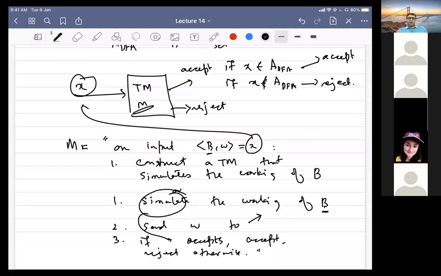Because in any case, it has to simulate the working of a DFA. This working of a DFA can be simulated by a Turing machine, by an NFA, by a pushdown automata. It doesn't matter how it achieves it. Or you can say that you can write a program. This Turing machine can write a program internally in C language, which does exactly the same thing, or it comes up with an algorithm that simulates the working. It doesn't matter how it comes up with it.